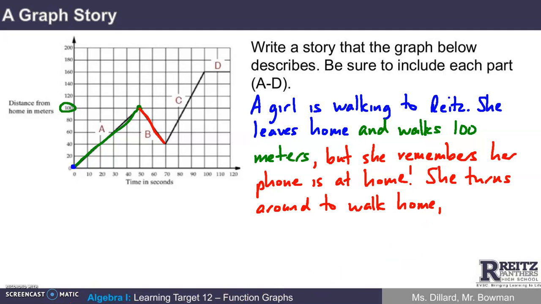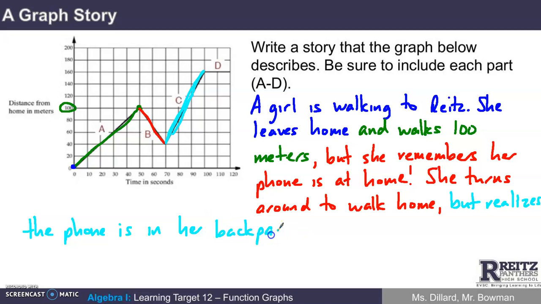But then what did she do? Well, then she turned back around and headed toward Reitz. She turns around to walk home, but she realizes the phone is in her backpack. So she hurries to school.